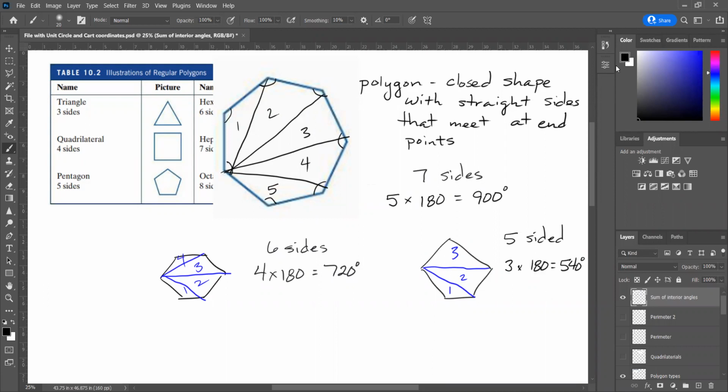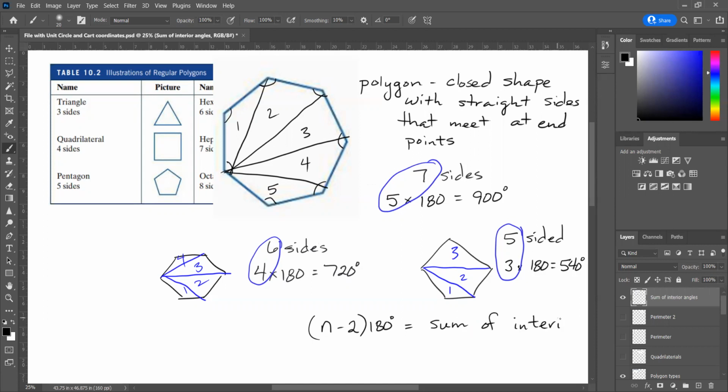Well, I'm noticing a pattern here. Notice when I had 7 sides, we made 5 triangles. When I had 6 sides, we made 4 triangles. And when I had 5 sides, we made 3 triangles. So I could take the number of sides, subtract 2 from that, and multiply that by 180. And that would give me the sum of the interior angles of any polygon. Well, that's kind of nice.